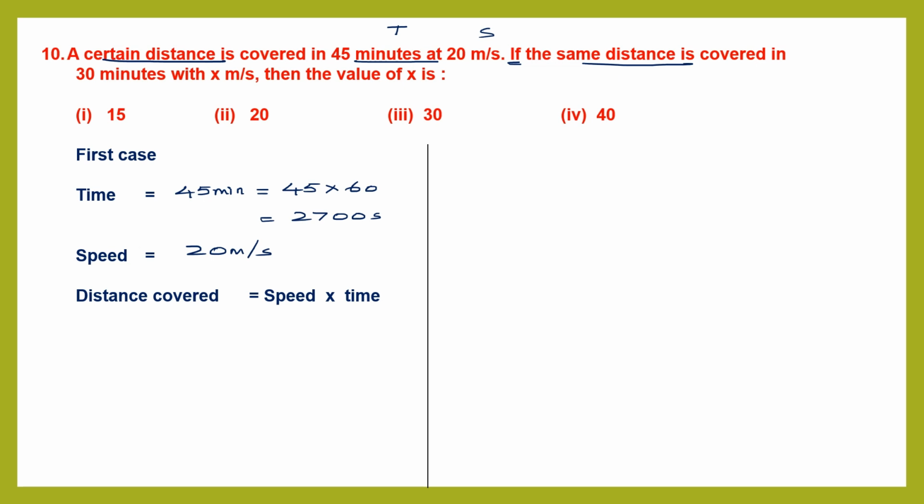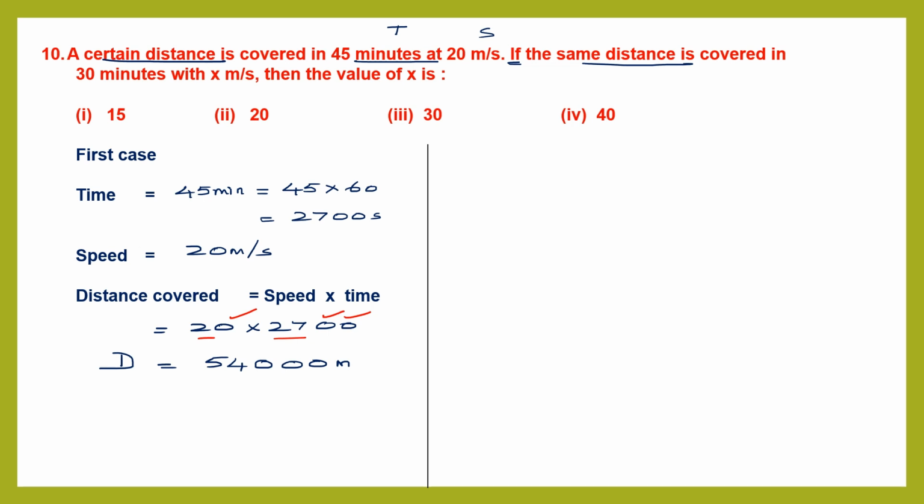Now we can find the distance covered, that is speed into time, and speed is 20 meters per second and the time is 2700 seconds. Let's multiply. You just have to multiply 27 into 2 first, and that is 54. Then count how many zeros there are. So we have 1, 2, 3. So 3 zeros. So now we have found the distance, and distance is 54,000 meters.